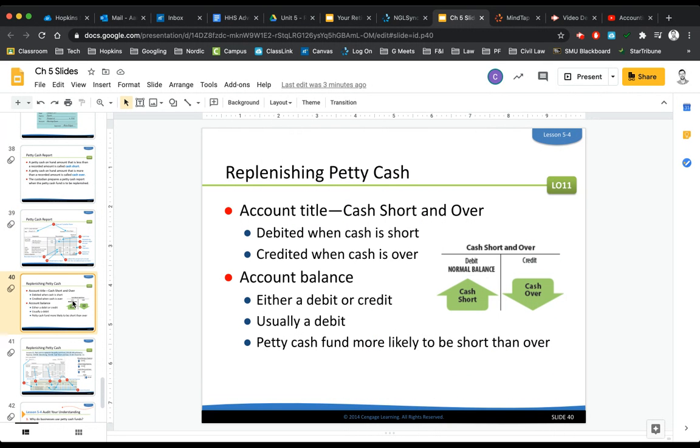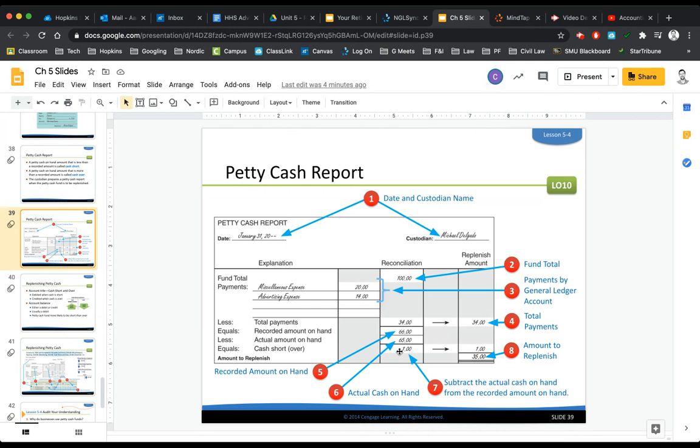And so when you replenish it, you're going to just make the same transaction as you did before. You're going to transfer assets from cash to your petty cash account. So you are going to debit petty cash, and you are going to credit cash for that $35, because it turns out you need $65 to make back to 100.